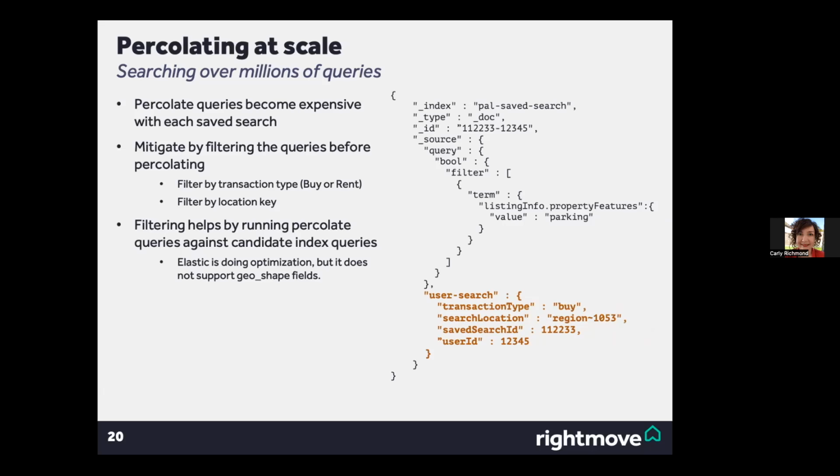So there's a metadata part. It has transaction type and it has location type. I'll come to location in the next slide. And we also have saved search ID and user ID to identify which user to be alerted whenever this saved search match is found.